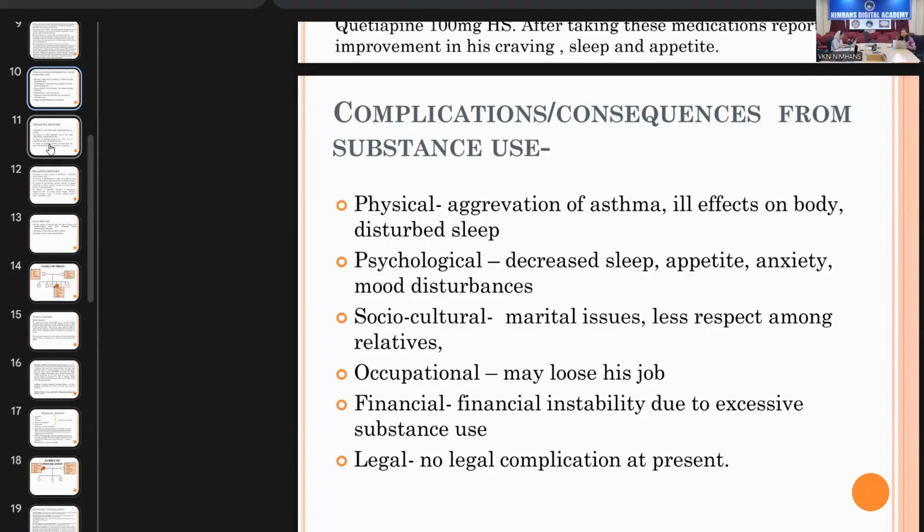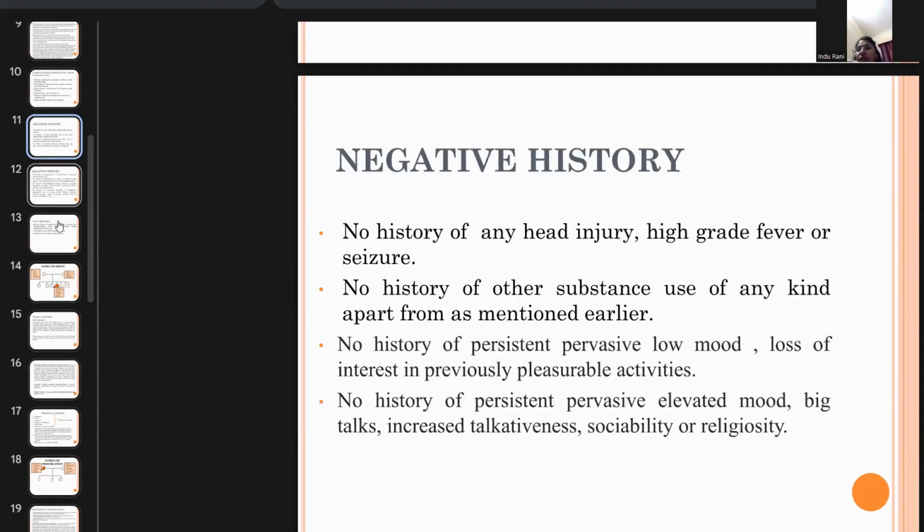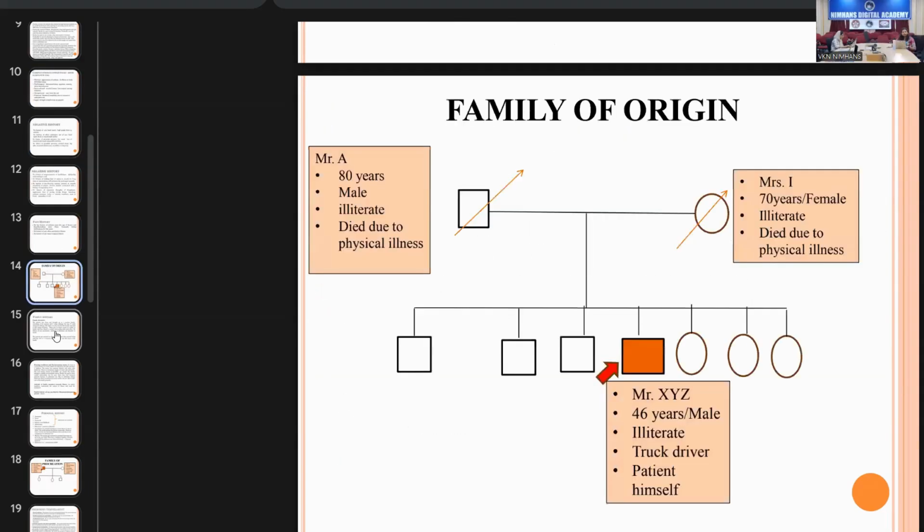There were no legal complications at present. Dr. Indu, 2 minutes are remaining. You can tell us the important points. Okay, can we shift to the diagnostic formulation or biopsychosocial?